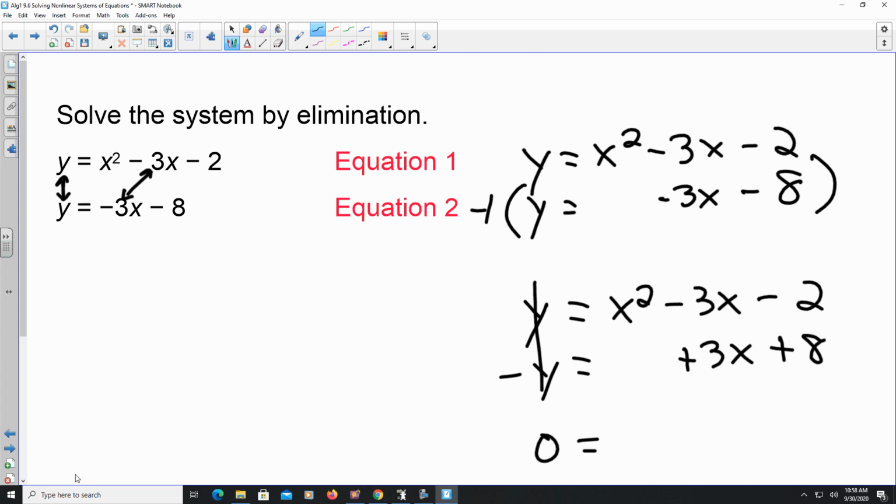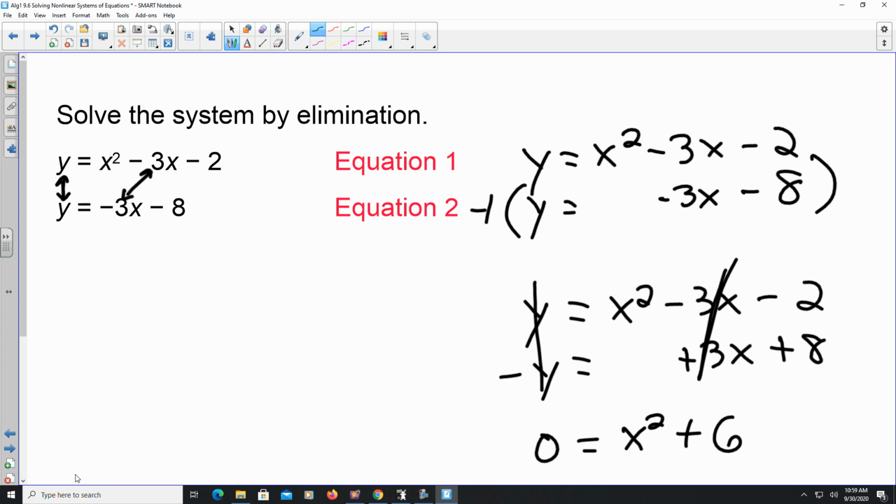There's nothing I can combine with the x squared, so I leave this x squared here. This also gets crossed out to be 0, but since there's other stuff on the right-hand side of the equal sign, I don't have to write in 0. And then I have negative 2 plus 8, which is plus 6.